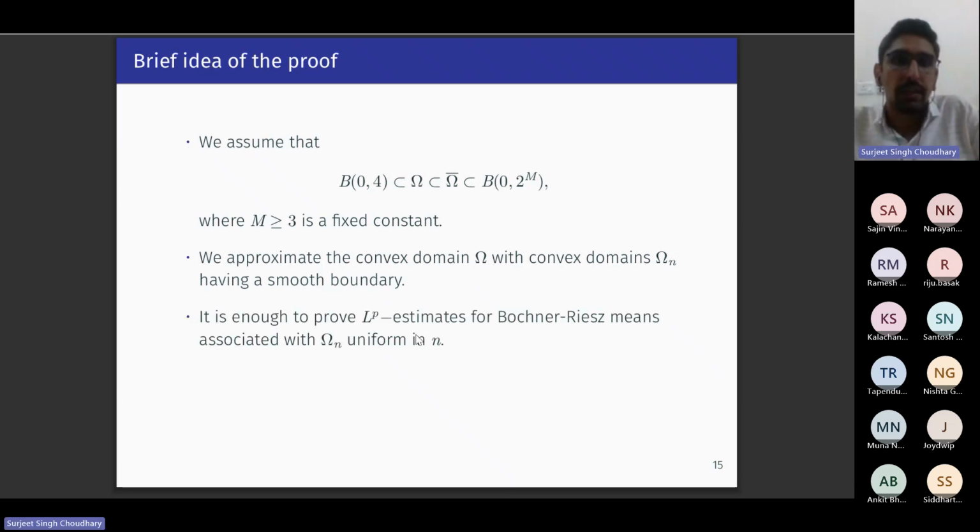So basically, it is enough to prove boundedness for the bilinear Bochner-Riesz operator associated with omega n, and these LP estimates are uniform in n.